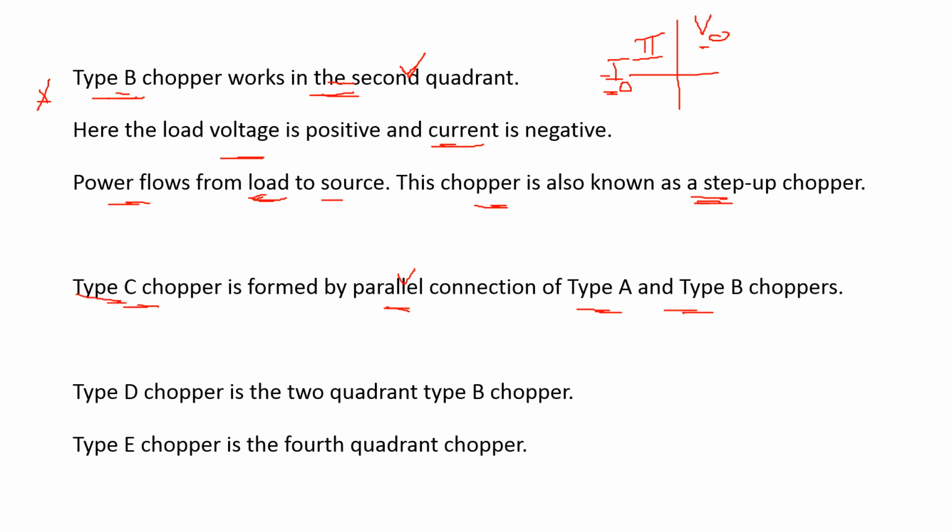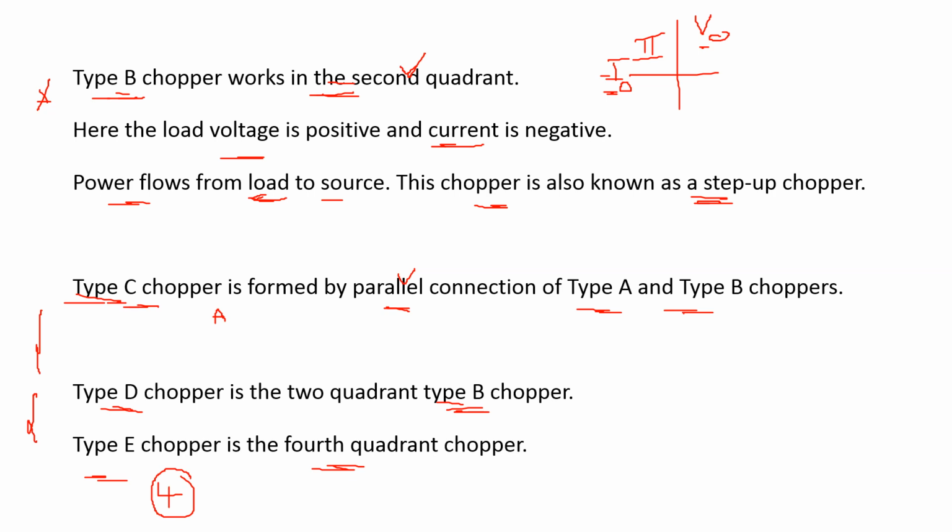And coming to type D chopper, it is a two quadrant type B chopper. Here type C chopper is a two quadrant type A chopper, and type D chopper is a two quadrant type B chopper. And coming to type E chopper, by using type E chopper, we get the four quadrant operation. So type E chopper is the example for four quadrant chopper. These bits are very important from the GATE point of view.